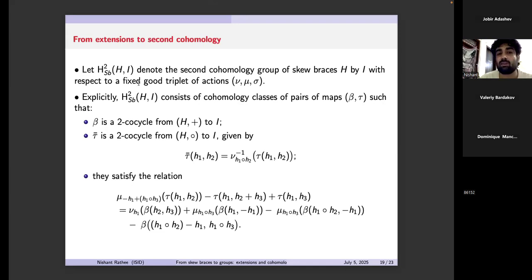So basically the second cohomology group of a skew brace consists of an additive 2-cocycle and a multiplicative 2-cocycle plus a compatibility condition among them. So that is what the second cohomology group of a skew brace is.